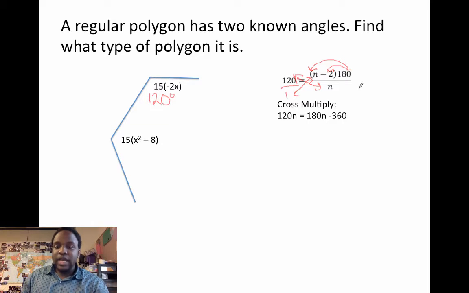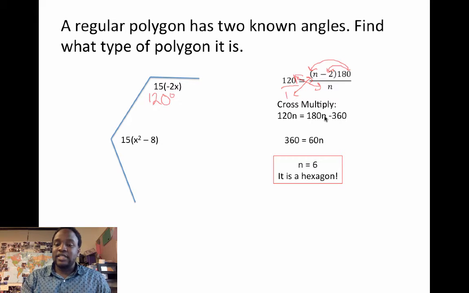Another thing that you could do is multiply both sides by n and then distribute the 180. So from here, I am going to subtract 120n on both sides to get n by itself and add 360 to both sides. And then finally, divide by 60 and n equals 6. It is a hexagon.